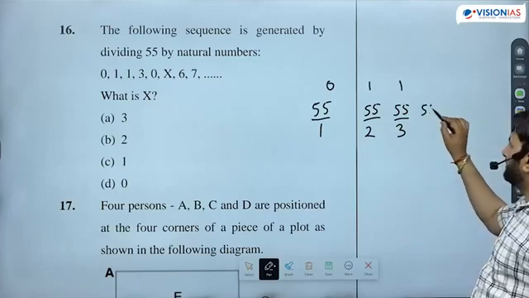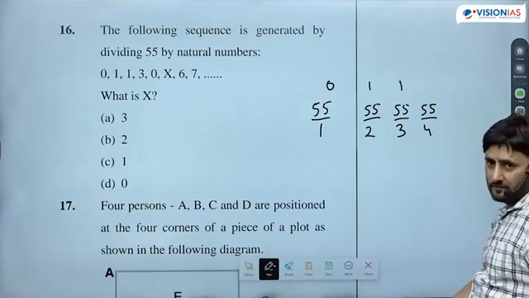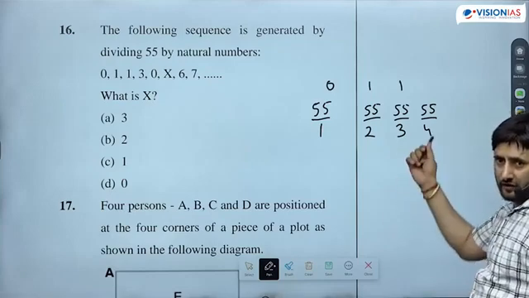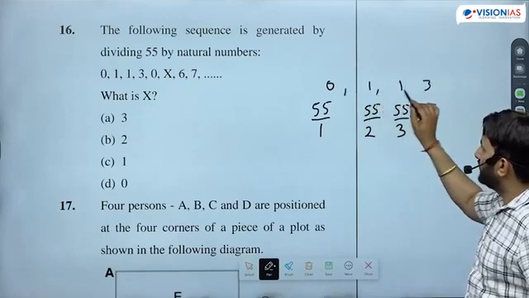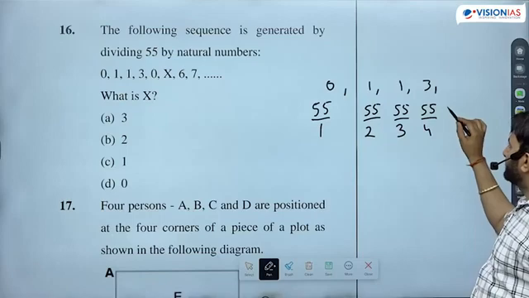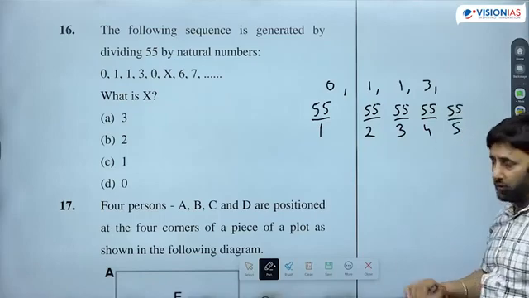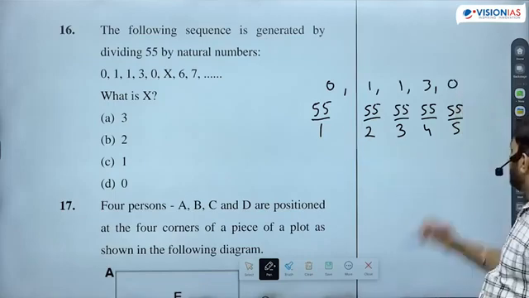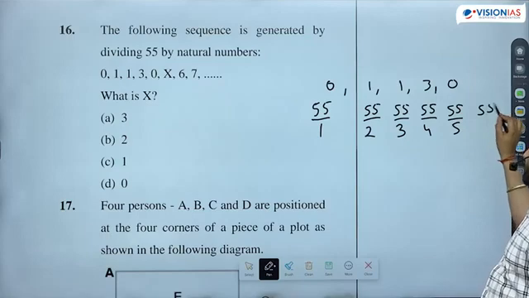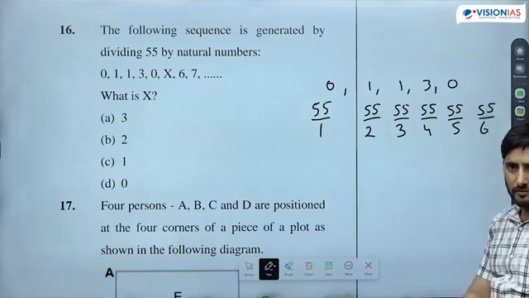Then 55 divided by 4, what is the remainder? 4 से डिवाइड करोगे बच्चे, 4 13s are 52, remainder is 3. Are you getting the same series? 0 1 1 3. Next 55 divided by 5, what is the remainder? 0. It is completely divisible, so we are getting the same series. Next क्या होना चाहिए? 55 divided by 6, 6 9s are 54, remainder will be 1.